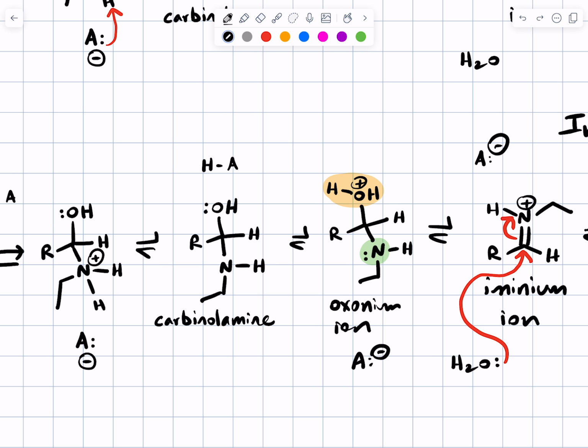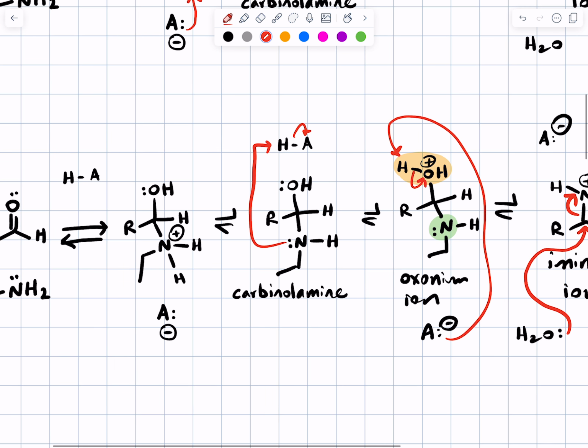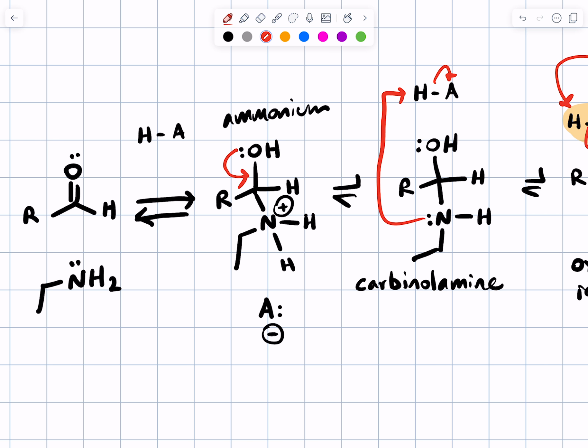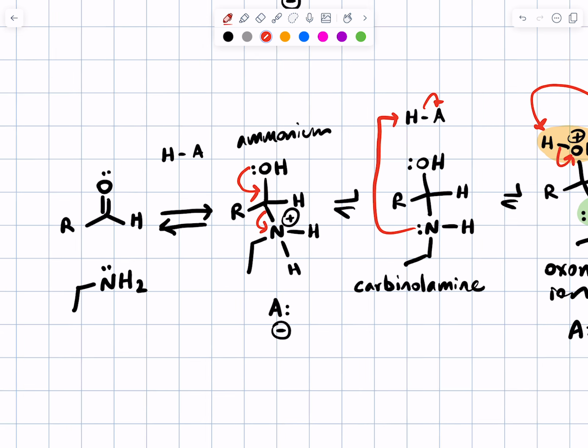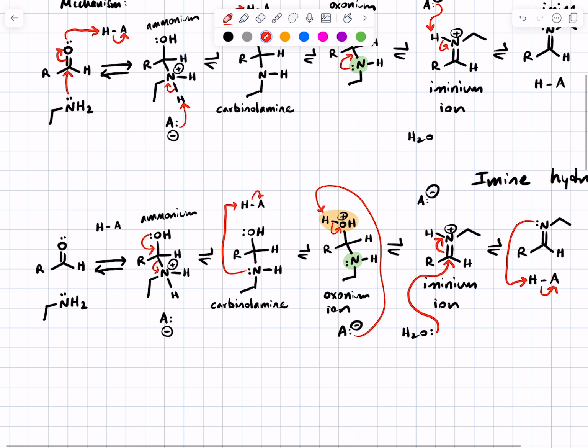The conjugate base of the acid removes a proton from the oxonium ion to generate the neutral carbinolamine. Then the neutral nitrogen attacks the proton to generate the ammonium ion again. And then the neutral oxygen is a good enough kicker-offer to kick off the ammonium group as a leaving group, and that gets you to your starting material, your aldehyde, and your amine. Okay? That's imine formation and imine hydrolysis.